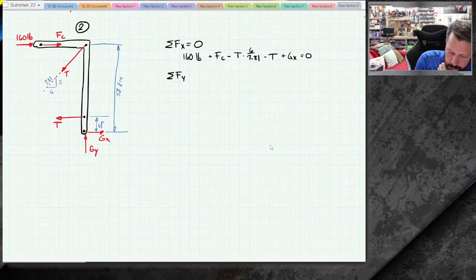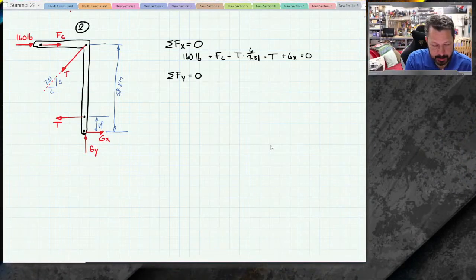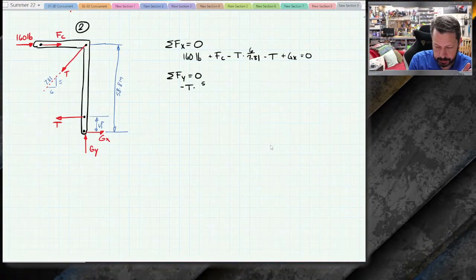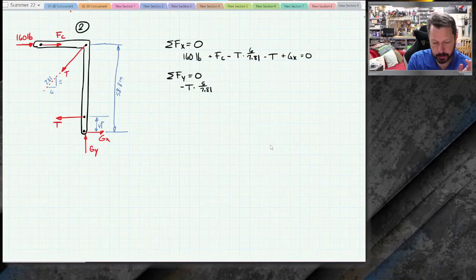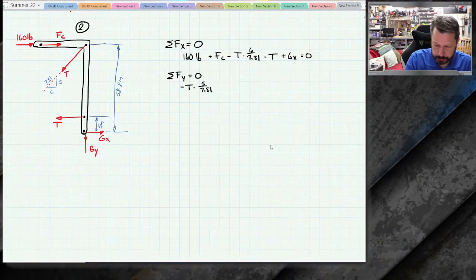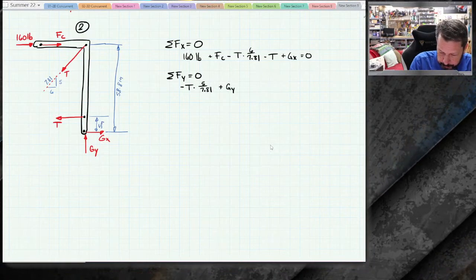Summation of forces in Y. We've got the minus T times 5 over 7.81. That's the Y component of the angled tension in the cable. Plus GY equals 0.